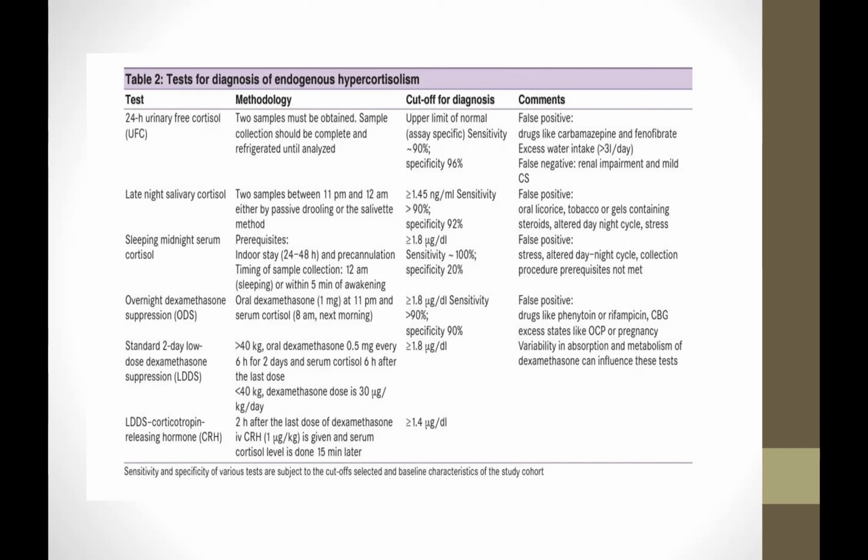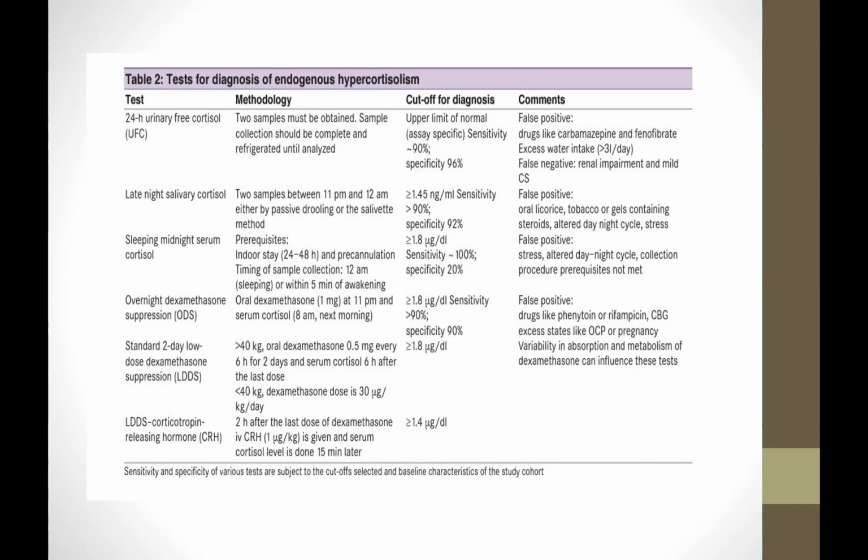And low-dose dexamethasone suppression with corticotropin releasing hormone: 2 hours after the last dose of dexamethasone, IV corticotropin releasing hormone is given at the rate of 1 microgram per kg, and serum cortisol level is done 15 minutes later. The test is considered positive if it is more than 1.4 micrograms per deciliter. Here we have to remember that none of the tests is fully sensitive and specific, so we have to do at least 2 tests for confirmation.